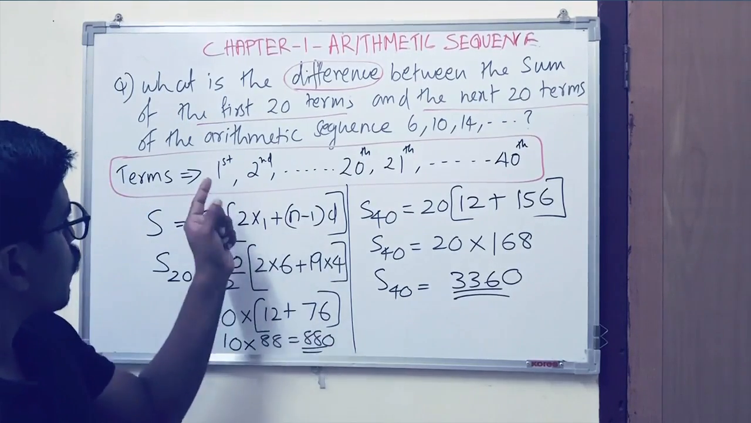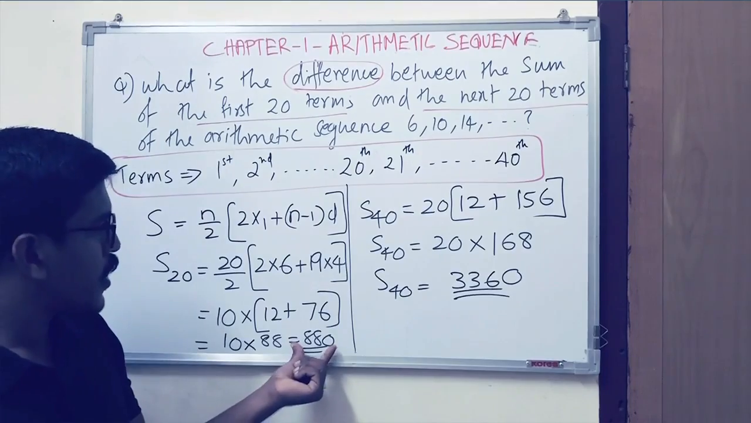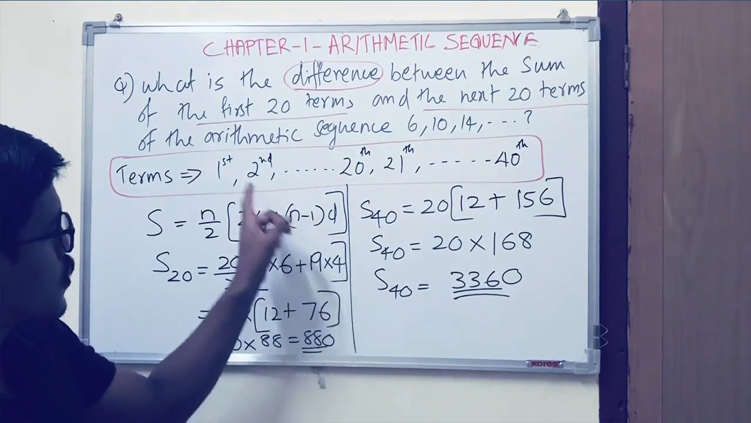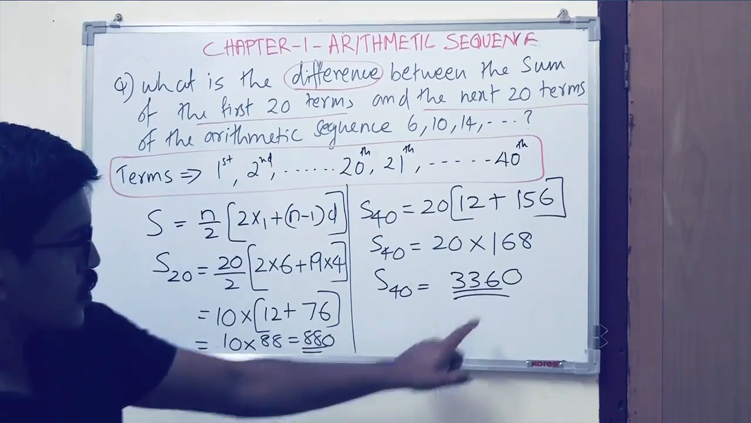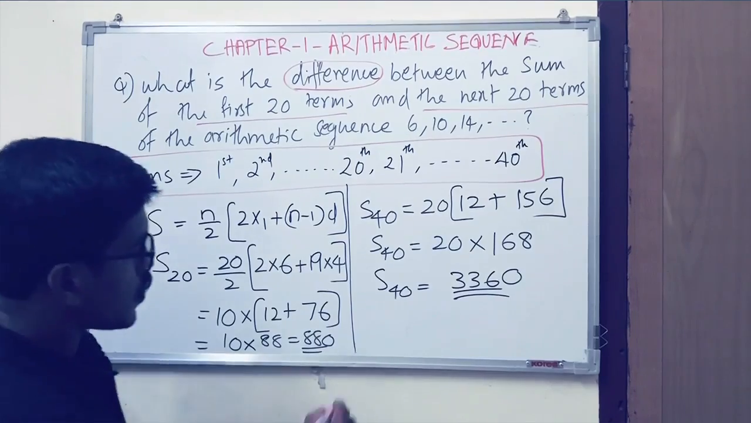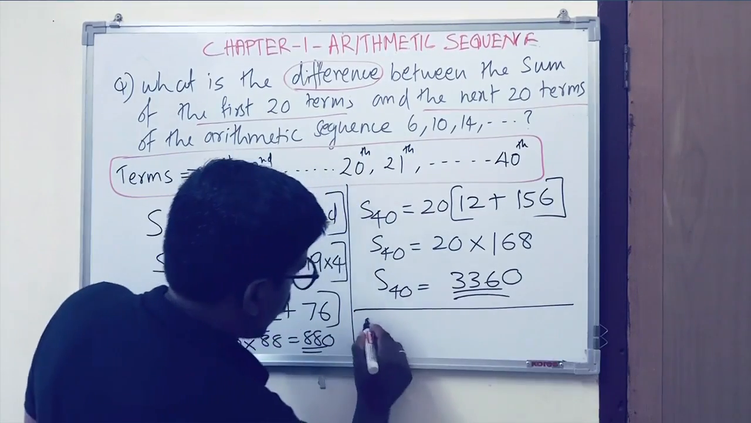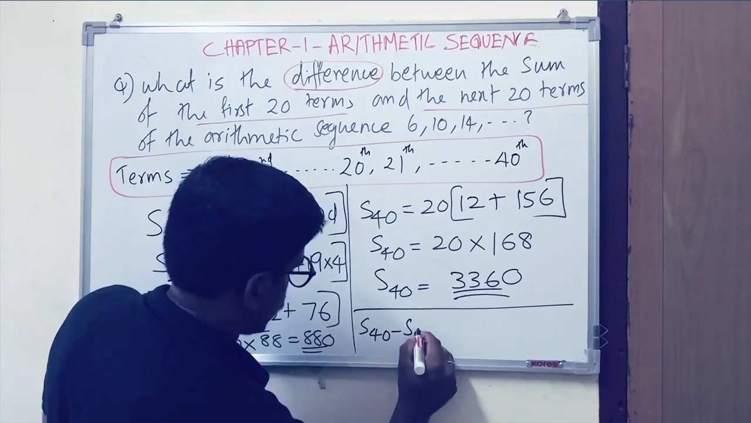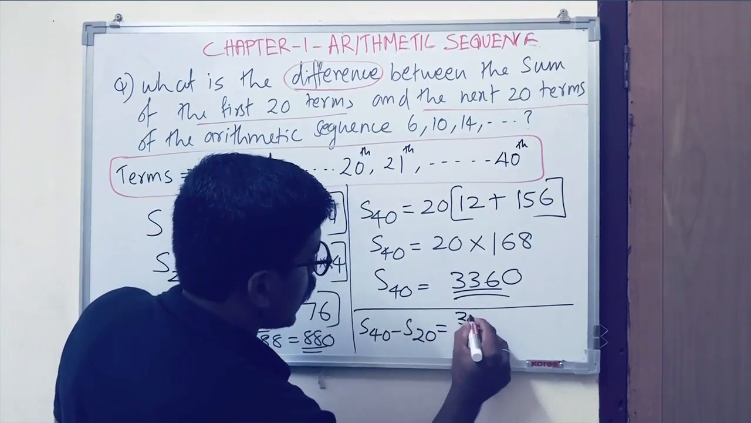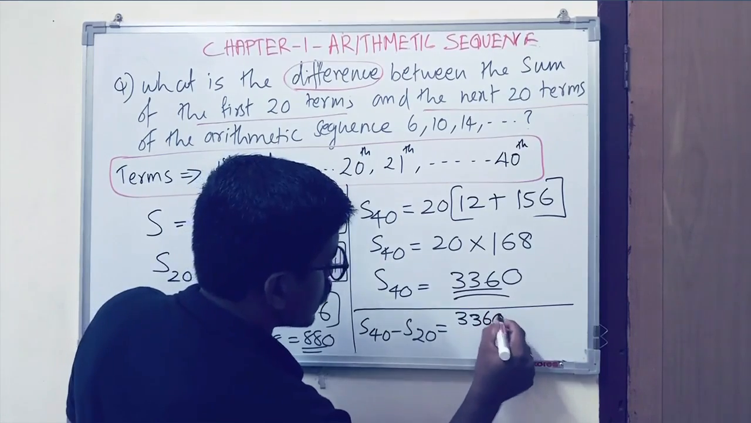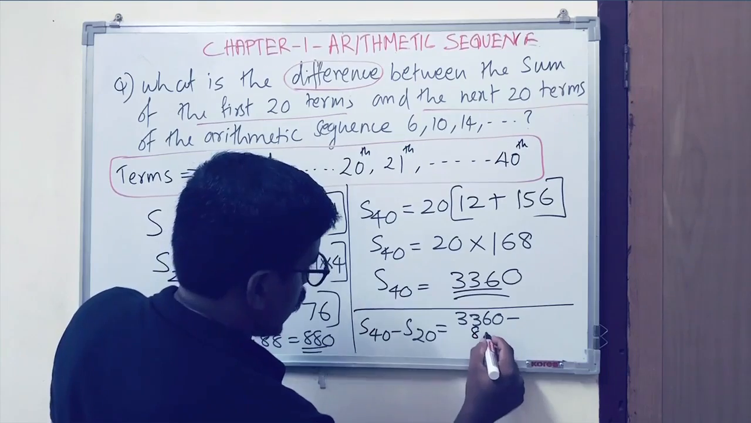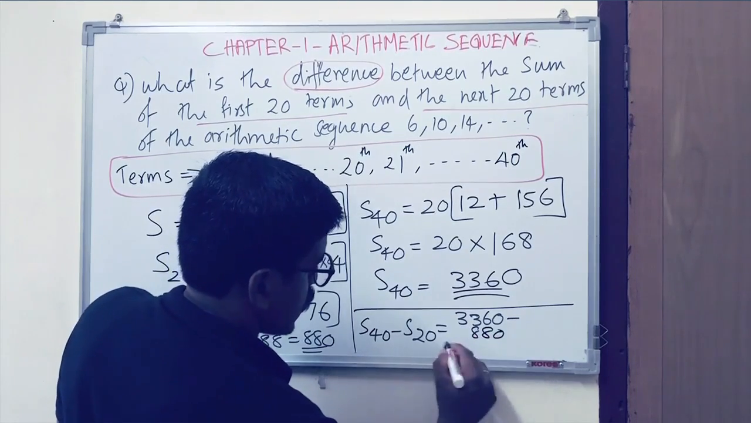So we got the sum of the first 20 terms as 880, and the sum of the first 40 terms as 3360. Now we can subtract: S40 minus S20 is equal to 3360 minus 880.